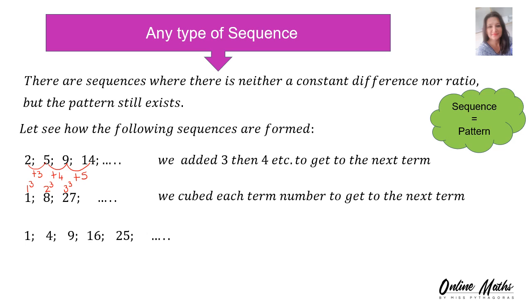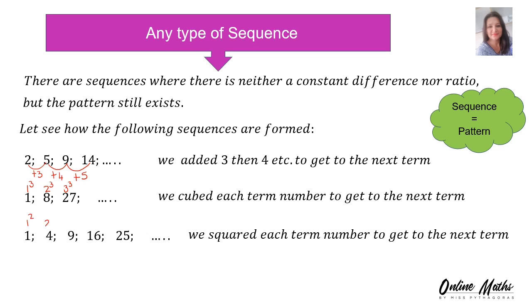The next sequence, 1, 4, 9, 16, 25. Can you see what happened? We squared each term number to get to the next term. So term 1 squared is 1. Term 2 squared is 4. Term 3 squared is 9. Term 4 squared is 16. Term 5 squared is 25. And can you see, instead of saying that the term number was multiplied by itself, I use the correct maths terminology. We say we squared each number.